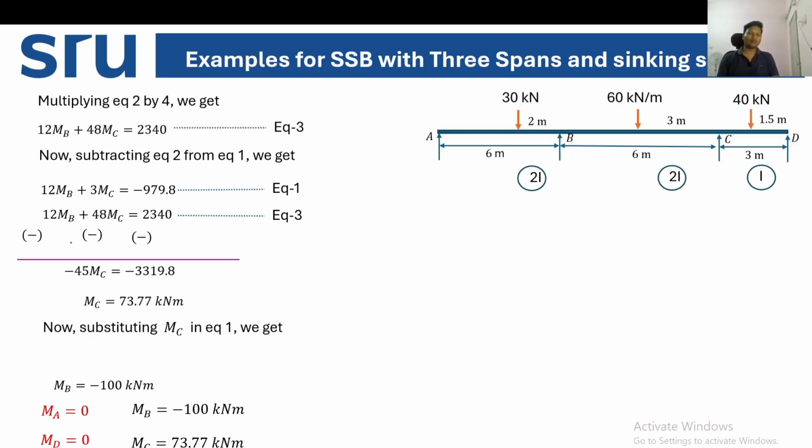How to solve? We have two unknowns also, because MB is an unknown and MC is an unknown. So we have two unknowns and two equations, equation 1 and equation 2. How can we solve? You can directly use your calculator, or you can solve in this way, by multiplying equation 2 by 4.